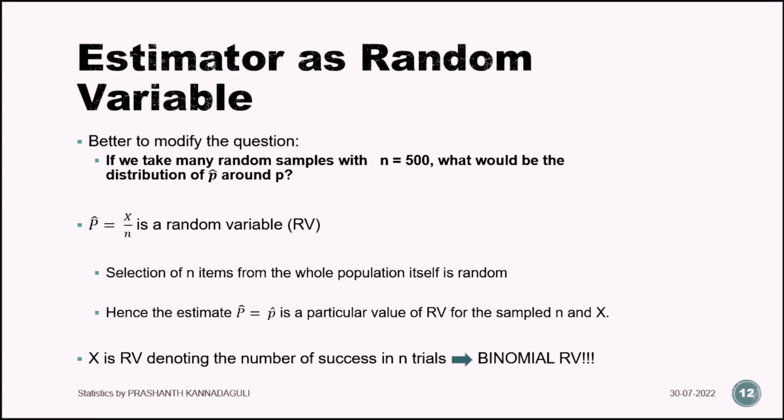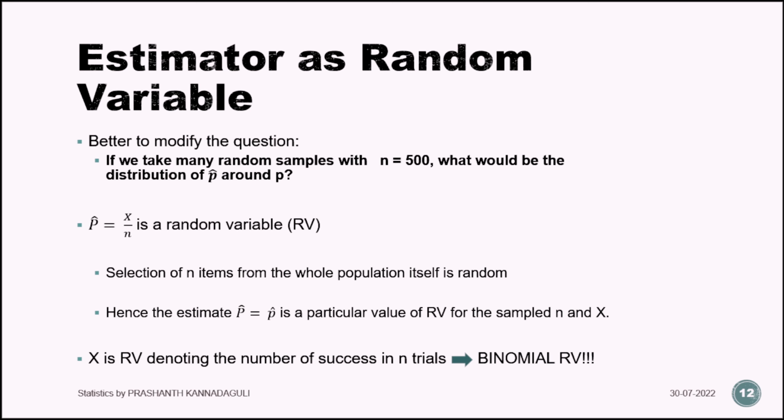Now what we do, we'll bring the concept of what is called a random variable. So let's try to slightly modify this. The same problem we have, we'll try to write it in a different way. If we take many random samples with n equal to 500, what would be the distribution of p cap around p? So what do you mean by this? Initially I said I'm going to ask 500 people in the constituency. That gives me one p cap, a single p cap, which is 0.64 as per the calculation.